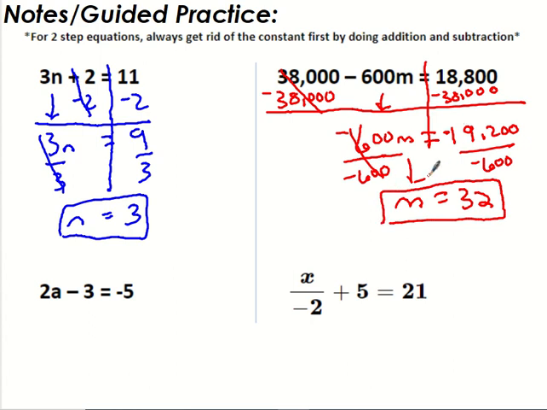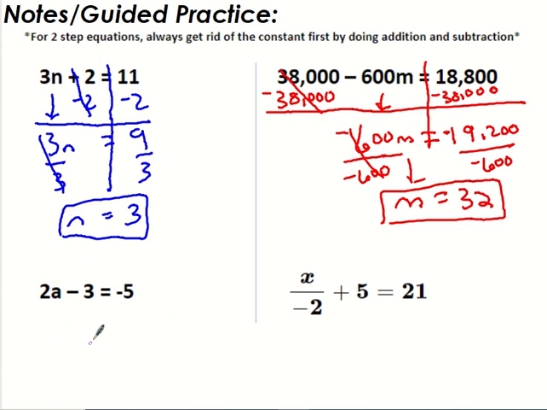And a negative divided by negative is positive. I want you guys to try these two problems on your own. So pause this, there you go, get rid of your constants first, and then get rid of your multiplication and division last. So try them and see how it goes.